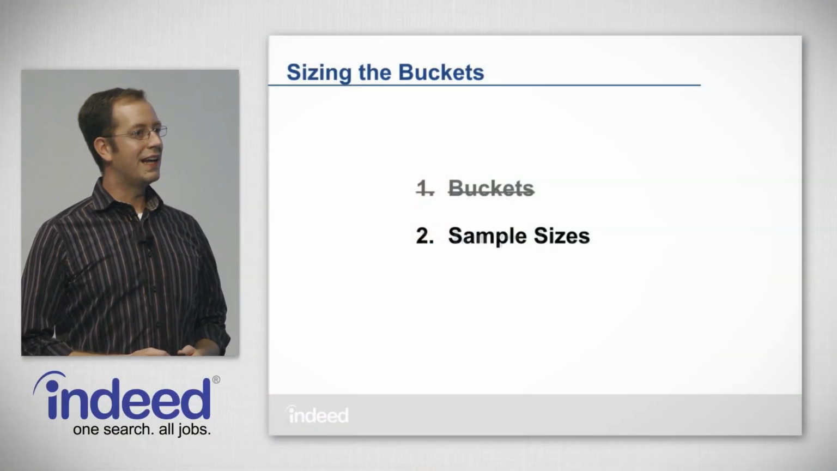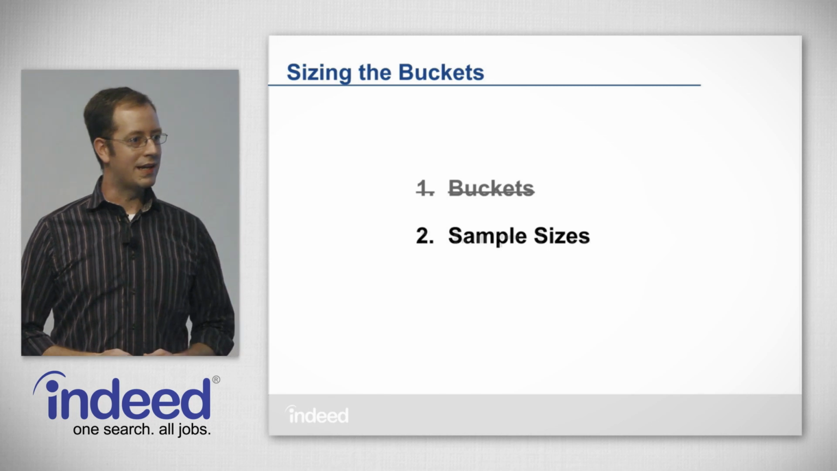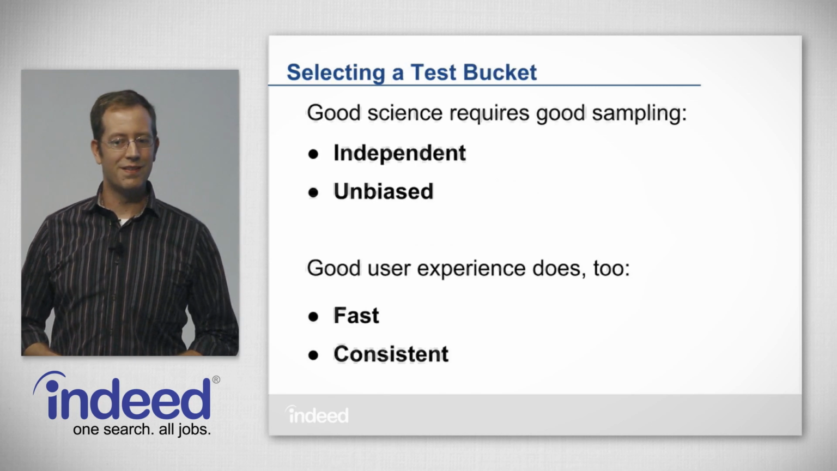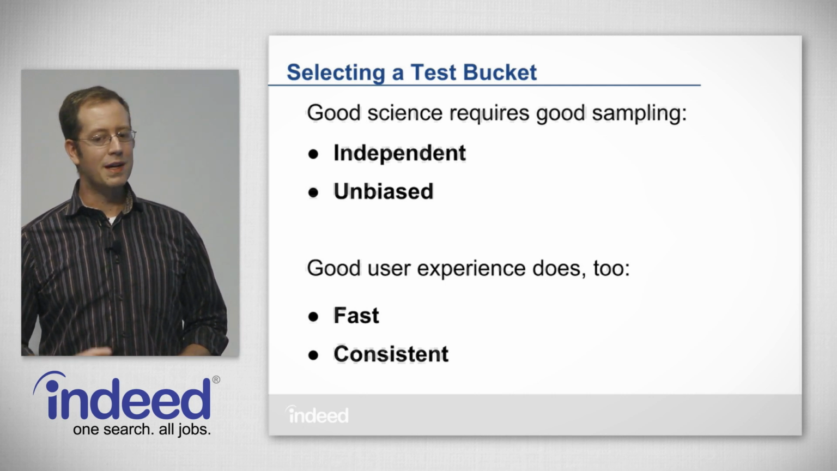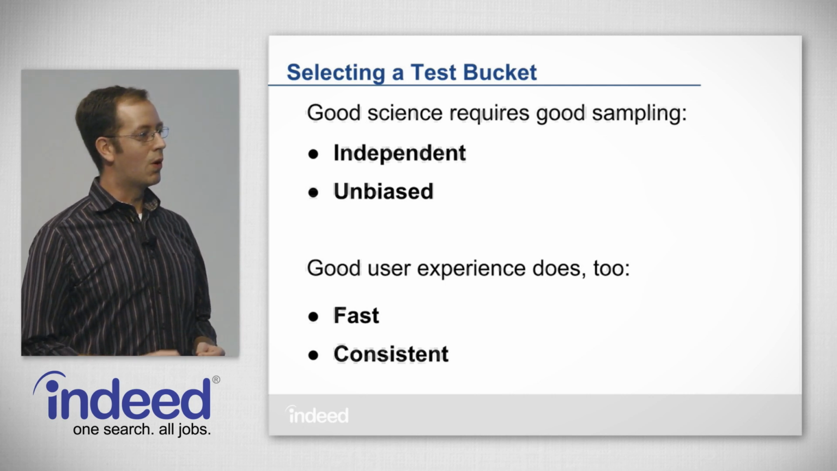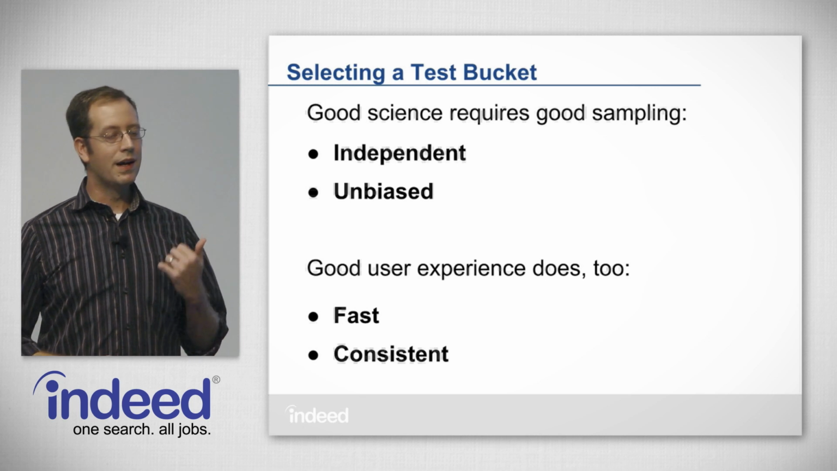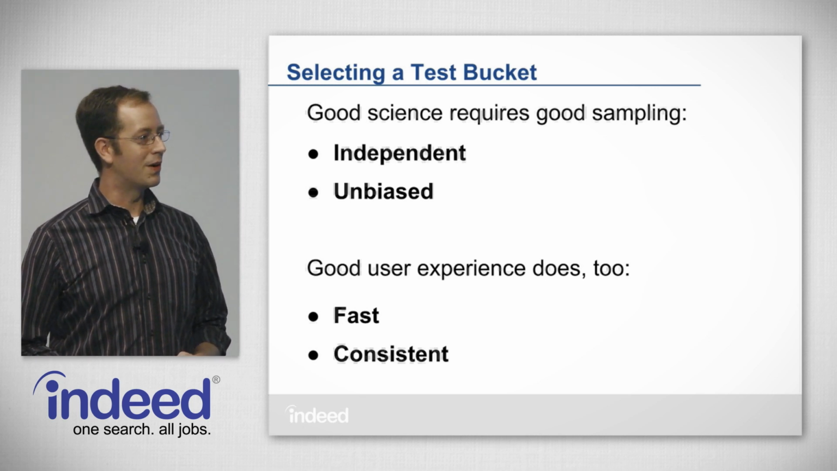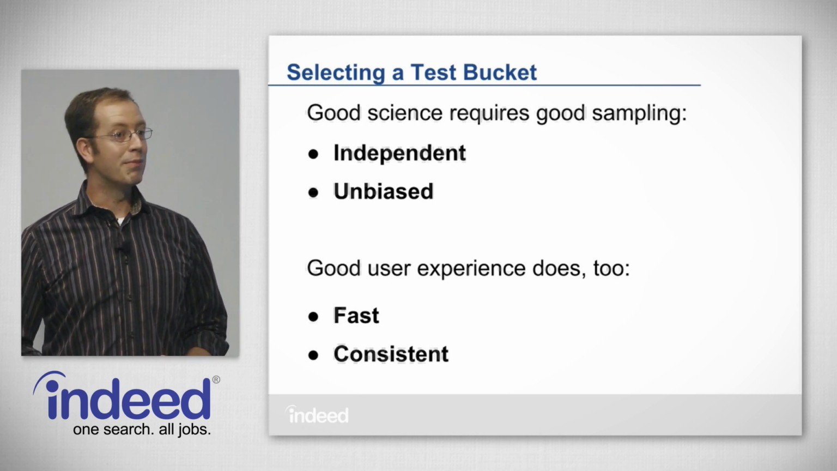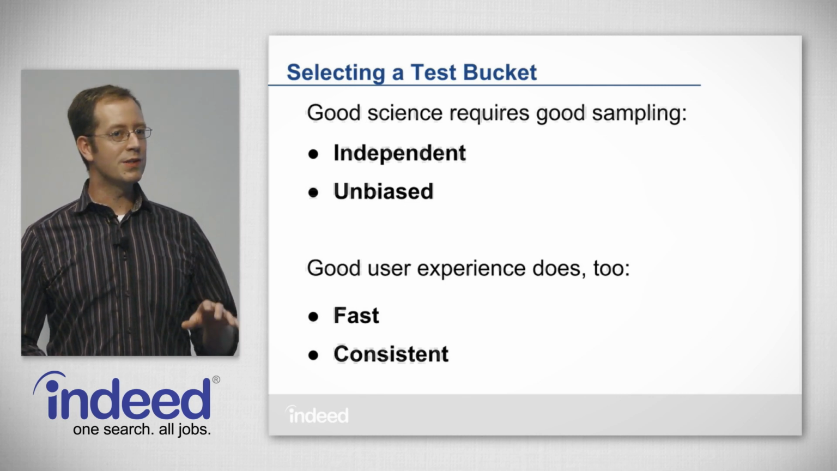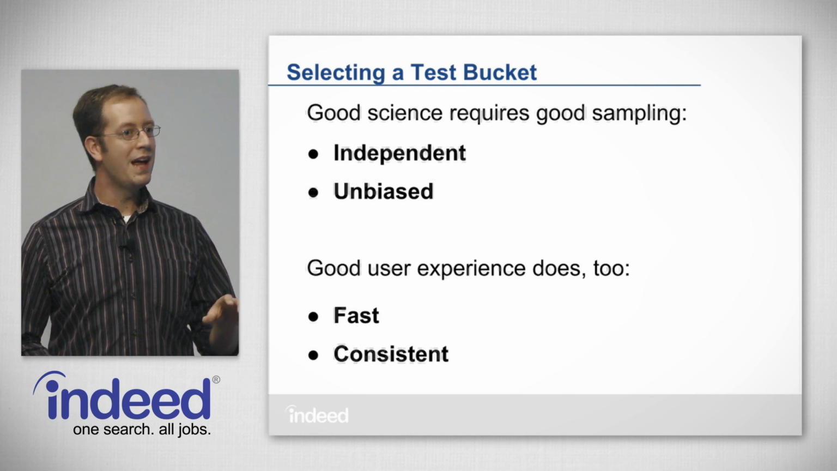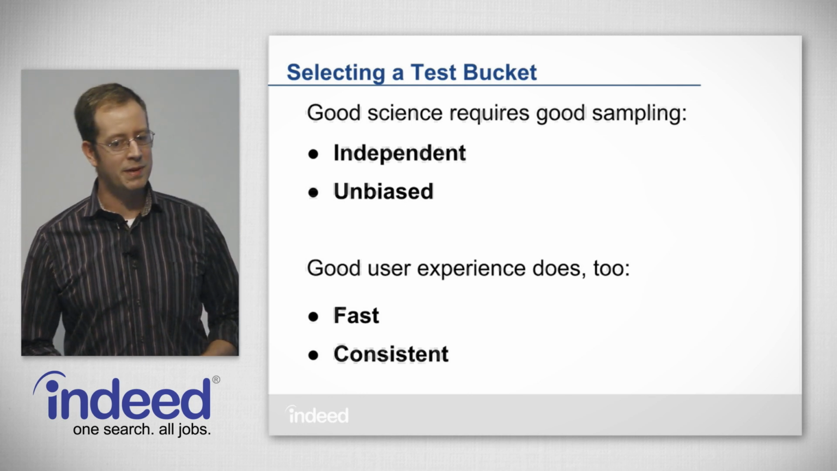How we get the right number of people into each of the test groups is one of the interesting aspects of Proctor. Selecting test buckets is extremely important because good science means you need to sample well. You need to be completely independent so that your tests aren't stepping on each other, and you need to be completely unbiased so that when you get results from the test run, you know that the results that you're seeing are because of the change that you made and not because of something else that accidentally slipped in.